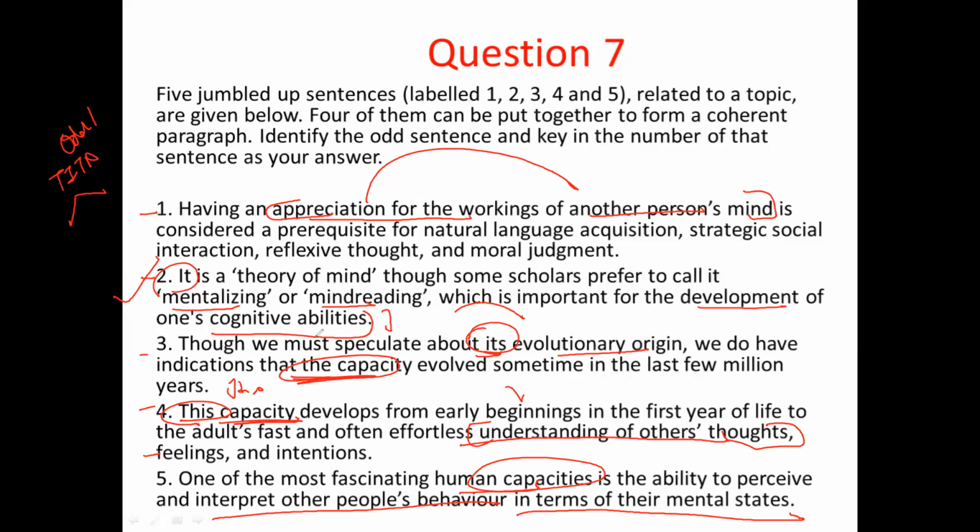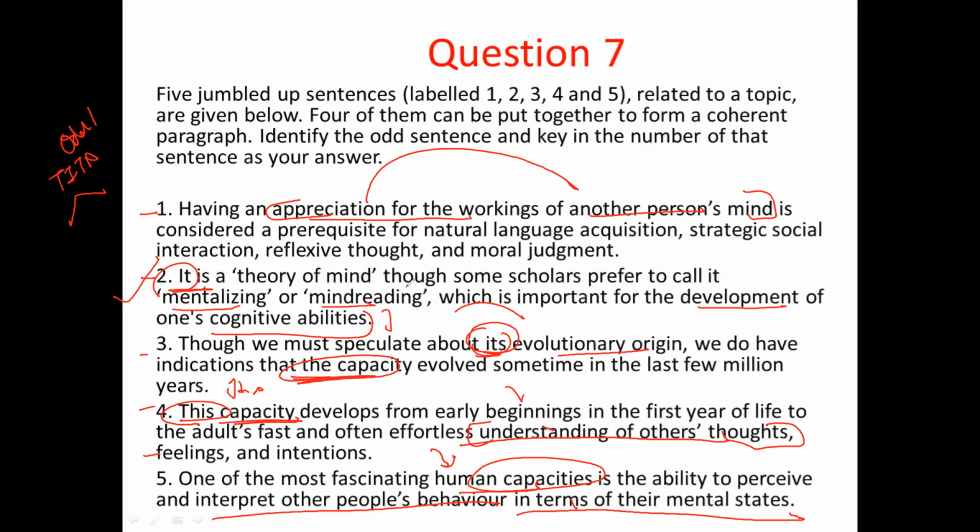Why is that? Even on the basis of the theme, sentence 1 talks about appreciation for the working of another person's mind. Sentence 5 talks about the capacity, and sentence 4 talks about understanding another person's mind. Then comes the evolutionary origin, which sentence 3 also talks about. Whereas sentence number 2 begins with, it is a theory of mind. Which is a theory of mind? We are talking about human capacities and the ability to perceive. Is the ability to perceive other people's behavior the theory of mind?